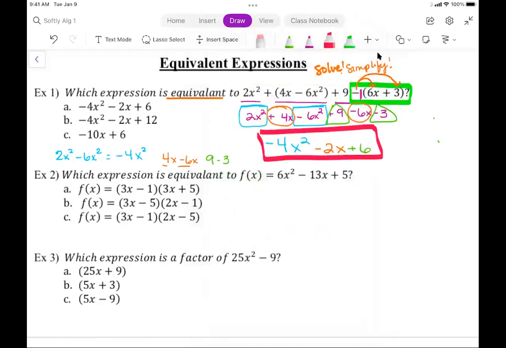All you had to do was solve it. So I need to be looking at my answer choices. A says -4x squared minus 2x plus 6. Boom. There's my answer choice.